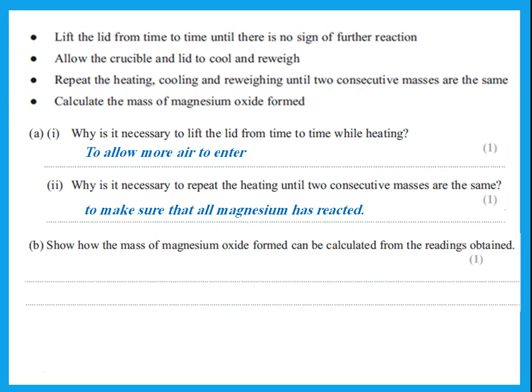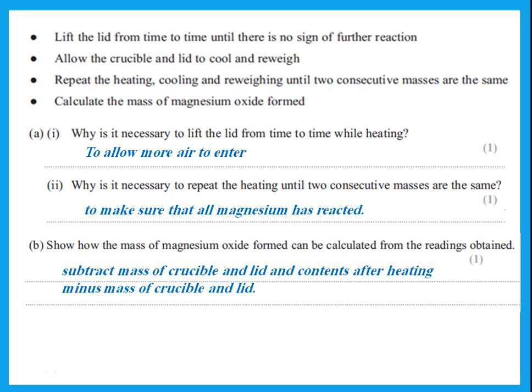Show how the mass of magnesium oxide formed can be calculated from the readings. So what did he measure? He measured the mass of crucible and lid and contents after heating, and the mass of crucible and lid alone, because he wants you to tell me how do I get the mass of the magnesium oxide. So I take the mass of the crucible and lid and magnesium oxide after heating, and I subtract from that the original mass of crucible and lid, so I will get the mass of the magnesium oxide alone.